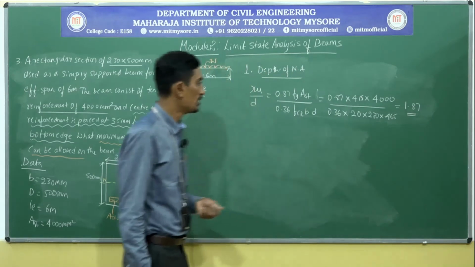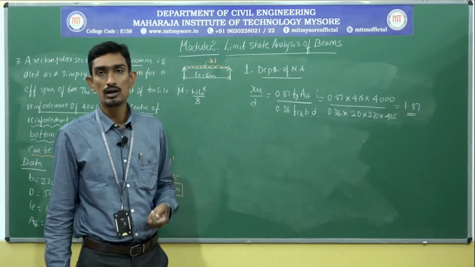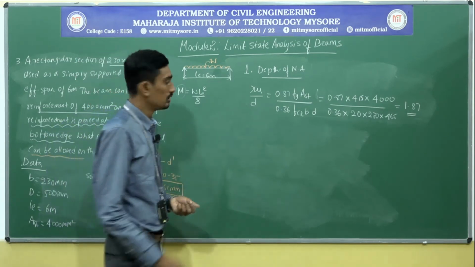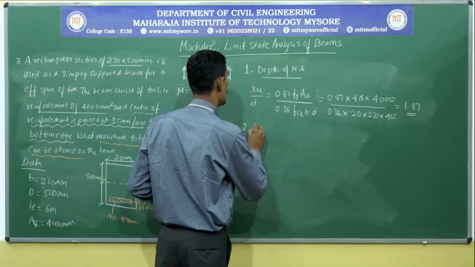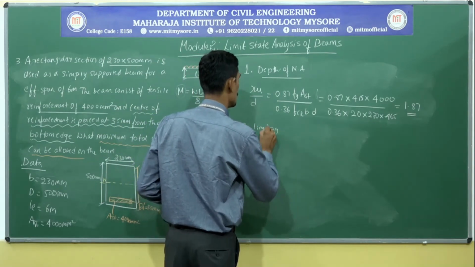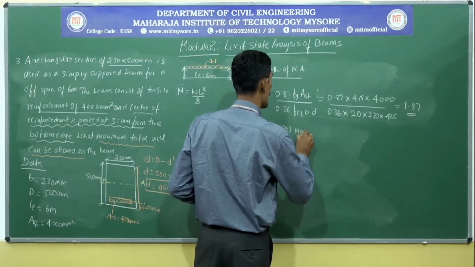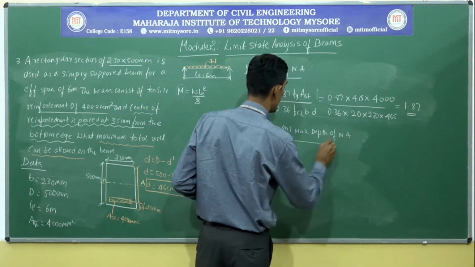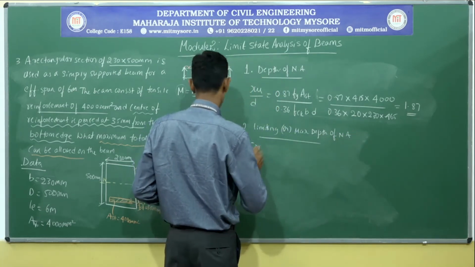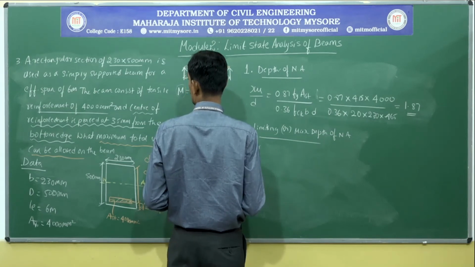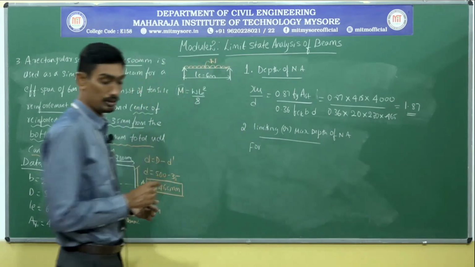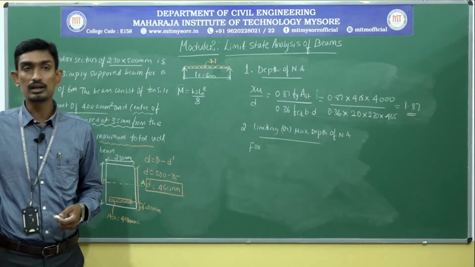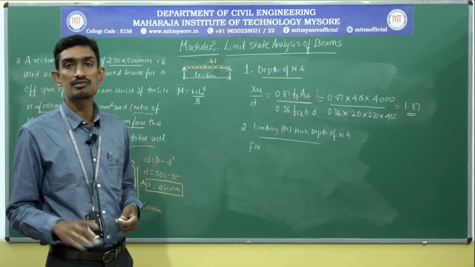1.87. Okay, so please check after substituting whether you have done a proper substitution or not. Okay, then once again, the limiting or maximum depth of neutral axis. Once again, please observe which type or grade of steel has been given. Please observe in this particular problem, they have not been given the grade of concrete and grade of steel.